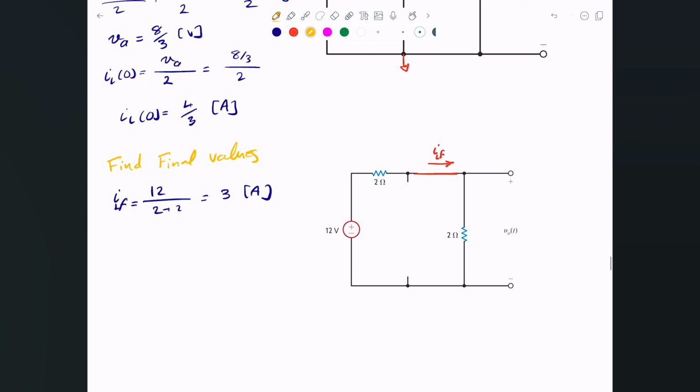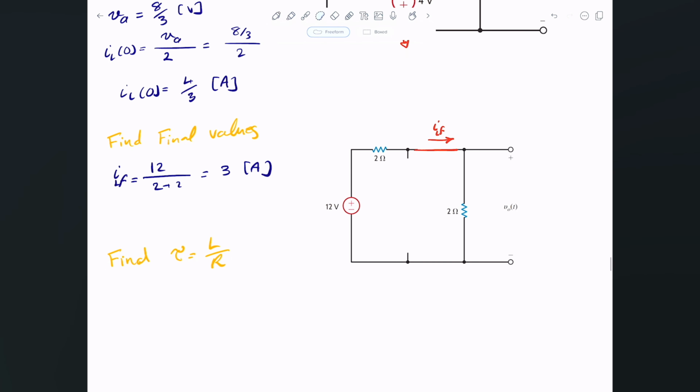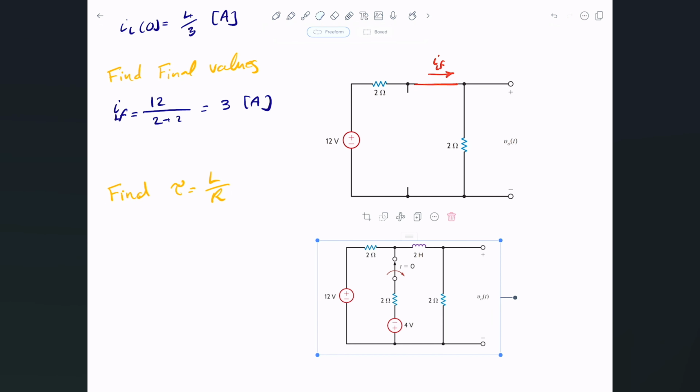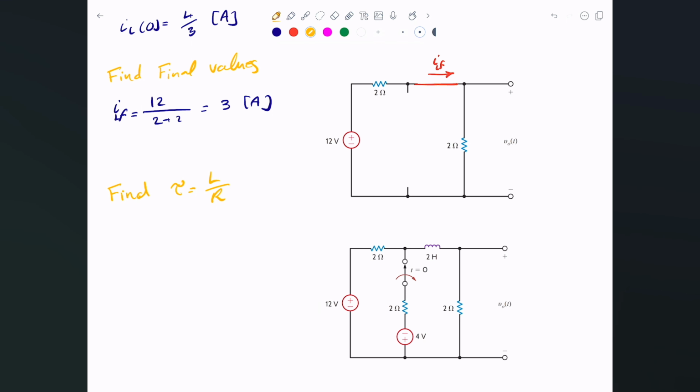All right, so next, what do we need to do? Well, we need to find tau, which we know is simply L divided by R, but which R? Well, let's take a look. This is the circuit that we have, and we're going to start with that. After switching, and we wait for a very long time, we'll end up with the following. This branch goes away, and what we're interested in is looking at R Thevenin, somewhere from here. That's R Thevenin we're looking for, which is from the perspective of the inductor. What does the inductor see? That's the R that we need.